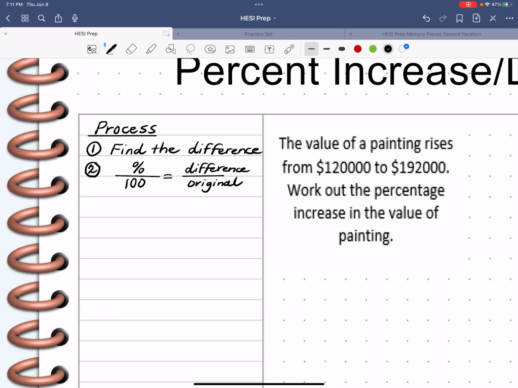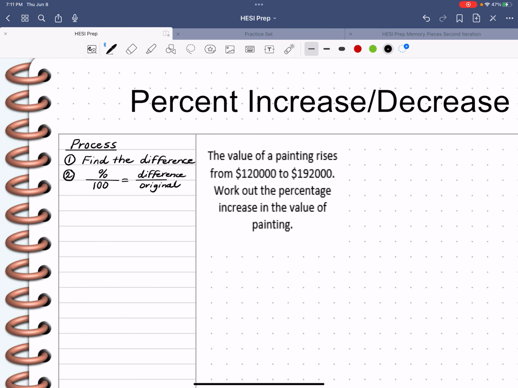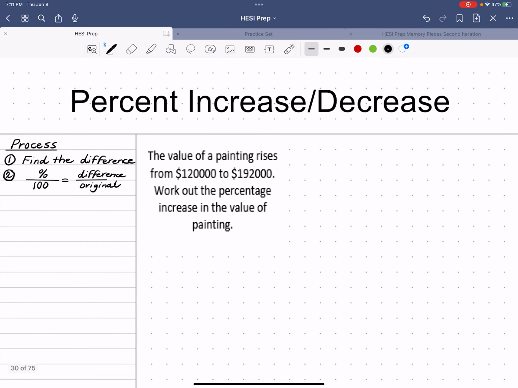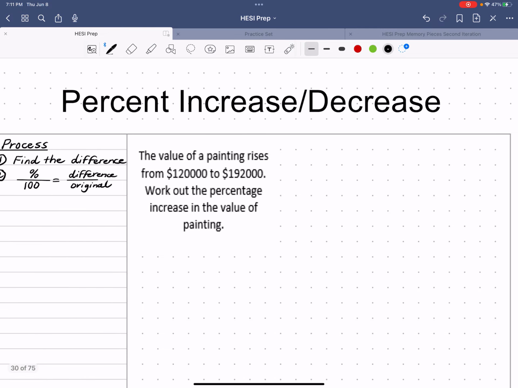Okay. So this first example says the value of a painting rises from $120,000 to $192,000. Work out the percentage of increase in the value of the painting. So the first thing I'm going to do before I start the solving process is to make sure I know which of those is the original and which of those is the new value.